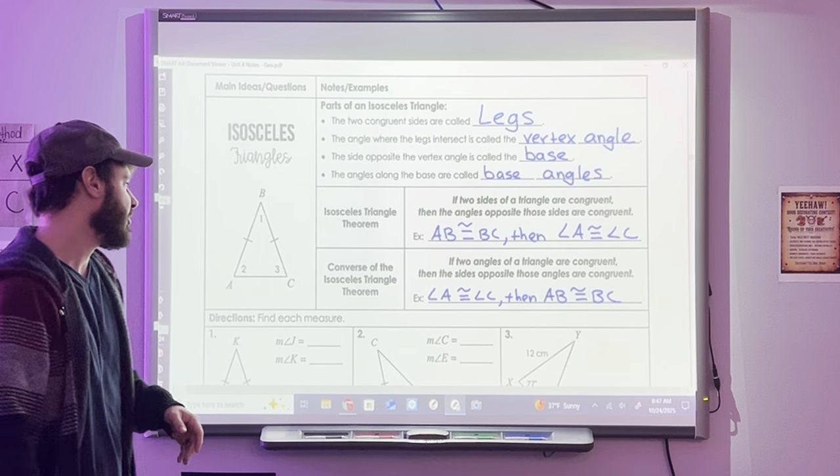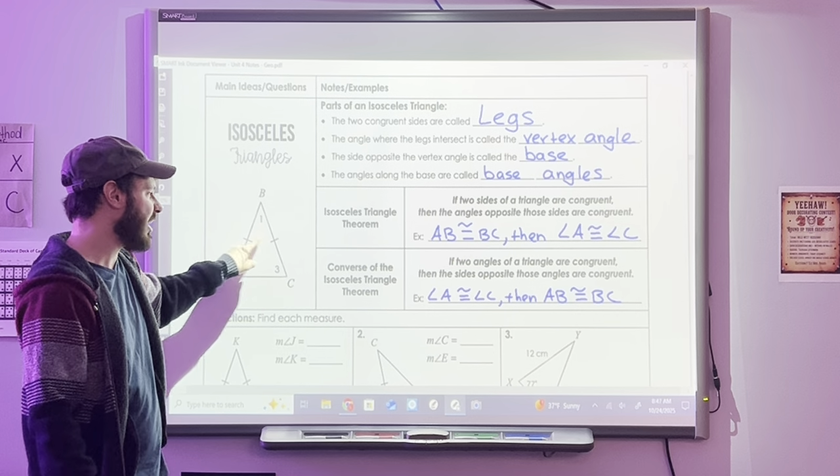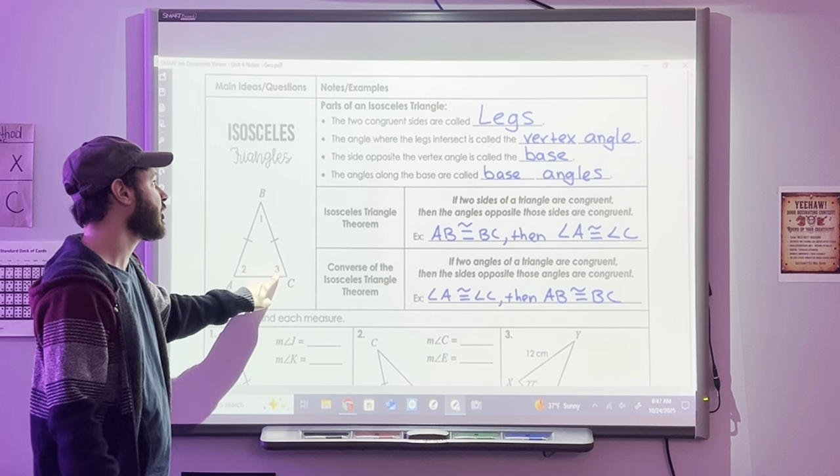So all of this is to say that in isosceles triangles, you have two congruent sides, you also have two congruent angles, okay? These will always match each other.